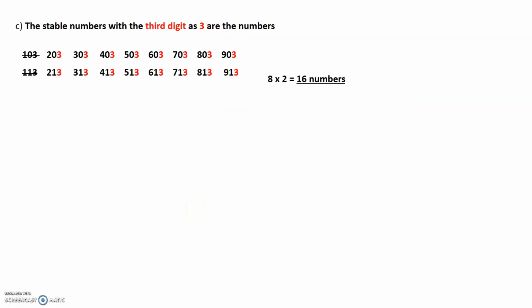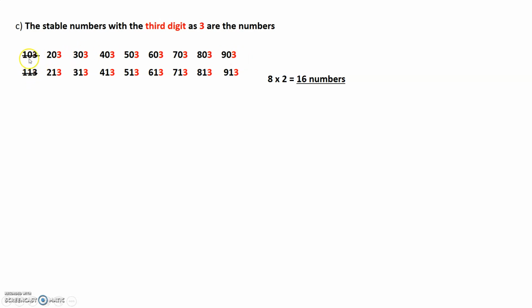The third part to this, let's find the stable numbers with the third digit being 3. This is the third digit. 3 must be the third digit. So you'll notice here I've started with 103, so the lowest. We could possibly start with 3 being the third digit, but I've crossed it out because we've already counted 103 in part A, then 203, then 303, then 403, all the way up to 903.